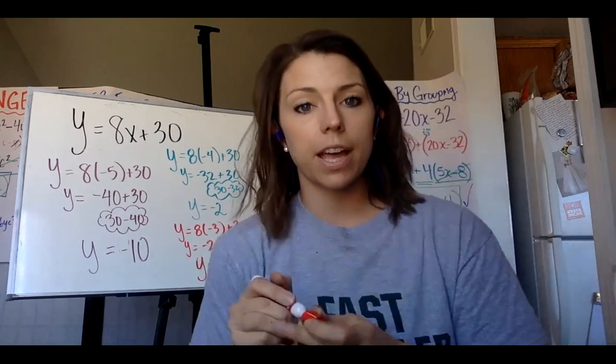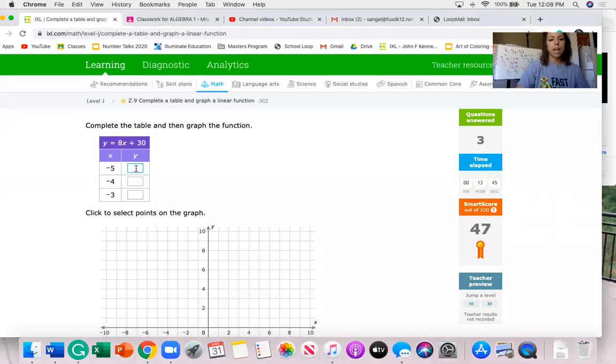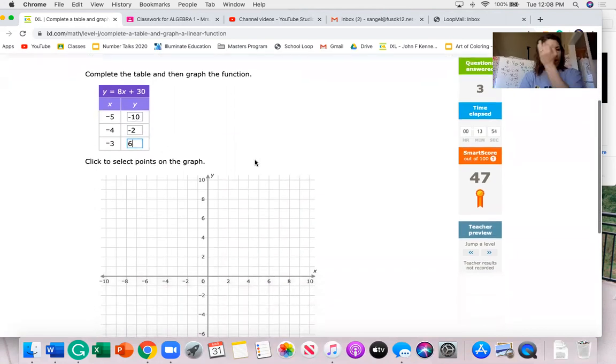There's only one way to find out. We're going to pop back over to IXL and plug in those numbers. So I got negative 10, negative 2, and 6. Let's see what happens.